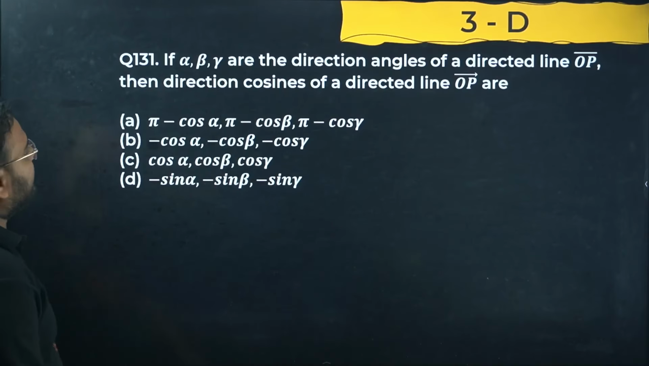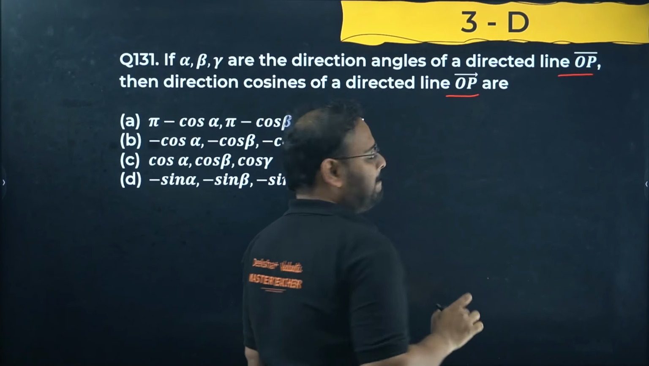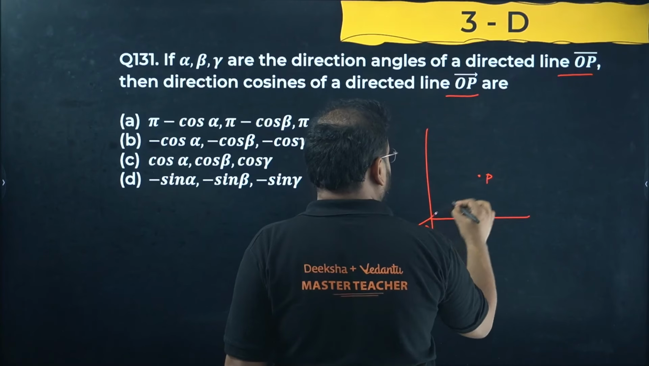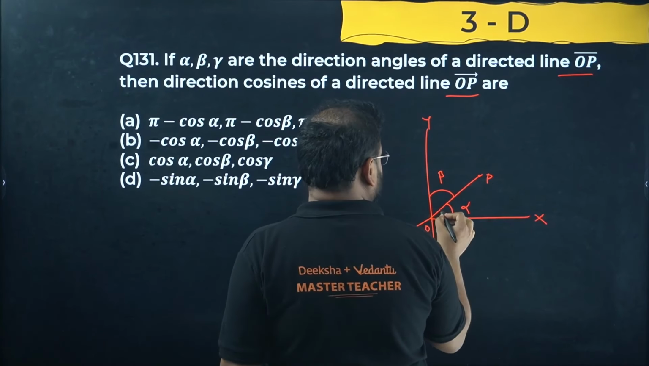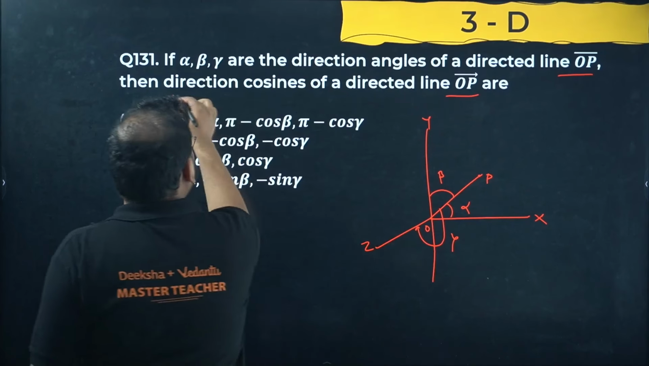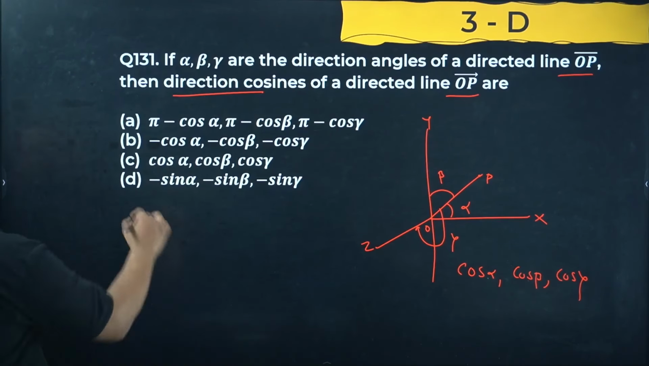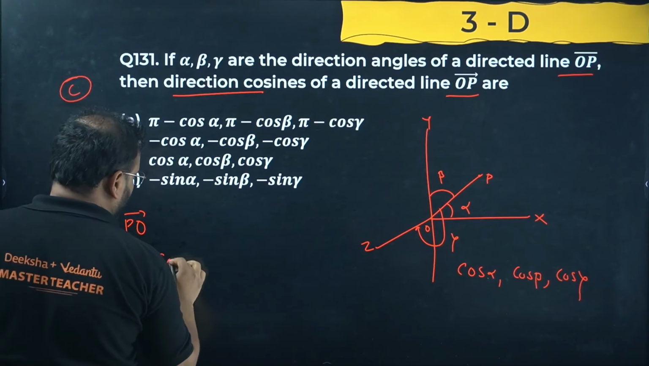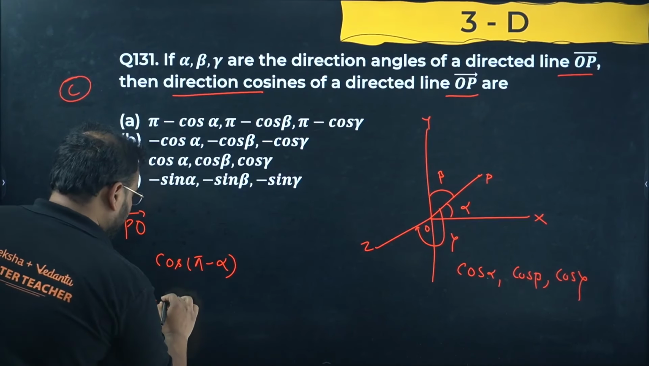Okay. 3D. Alpha, beta, gamma. This is an important question. I know everybody will say, sir, answer is B. But look at this. I've changed it. It is OP and OP. If the angles for this line, let's say it is O and P, the angle with this is, let's say, alpha. With this, it is, let's say, beta with the y-axis. And with the z-axis it is gamma. Then, of course, DCs, the direction cosines, will become what? Cos alpha, cos beta, and cos gamma. Not negatives. Answer is option C. If they would have mentioned PO, then what will happen? Then it will be cos of pi minus alpha. Cos pi minus alpha is how much? It will become minus, because second quadrant, minus cos alpha.